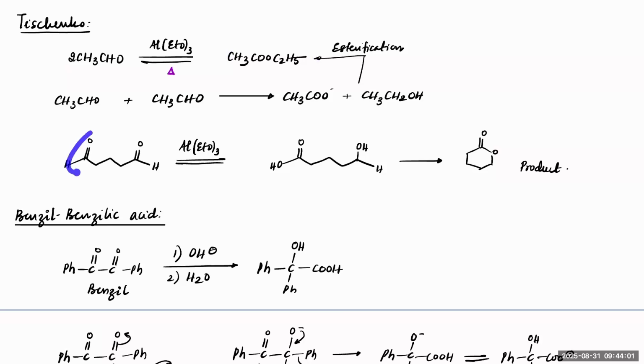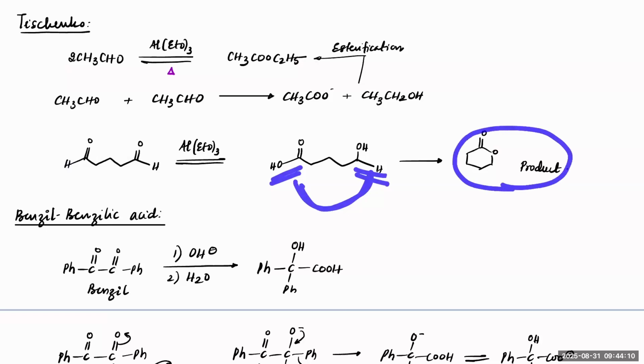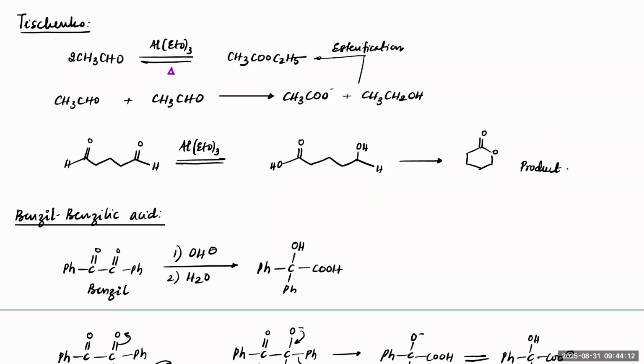Same logic here. There is an aldehyde here, there is an aldehyde here. Make one aldehyde into acid, one aldehyde into alcohol, and thereafter make an ester. You will get a cyclic ester form. This reaction is called Tischenko reaction.